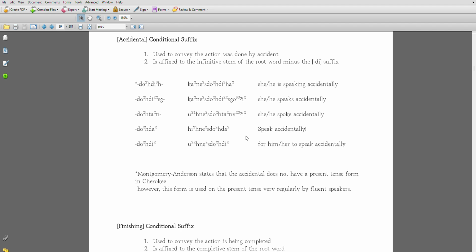Montgomery Anderson states that accidental does not have a present tense form in Cherokee. However, this form is used on the present tense very regularly by fluent speakers. I'm not sure why. Maybe he just didn't find an example of it, but even in English, we all know that you can say that you're doing something accidentally, or someone else can say, I believe they're doing that accidentally. They didn't mean to. And that's the same thing in Cherokee as well.